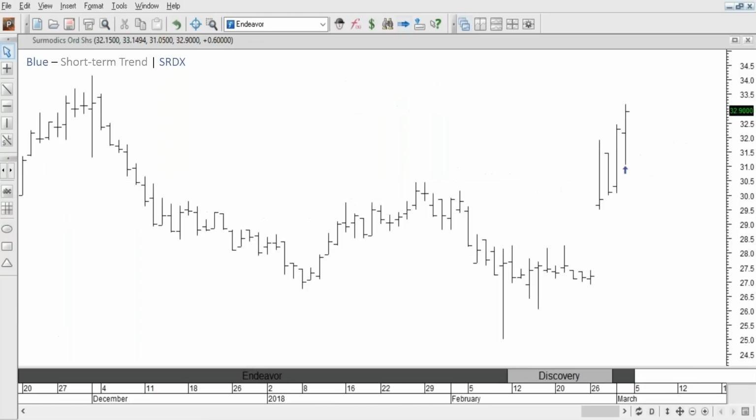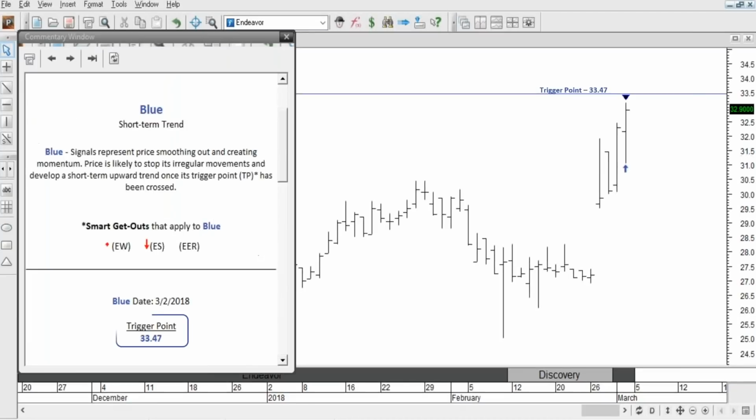But I also don't want to give you the wrong impression. Not all blue trades are going to work out. This is ticker symbol SRDX. It had a blue signal on March 2nd. I'll open the commentary, and you can see that the trigger point is 33.47.